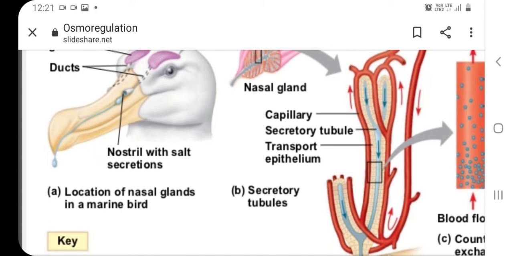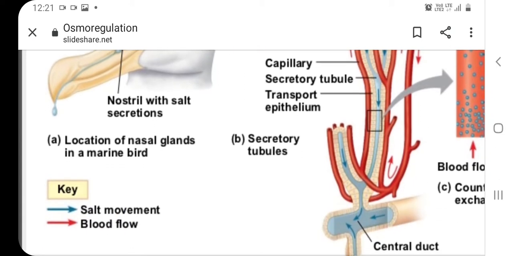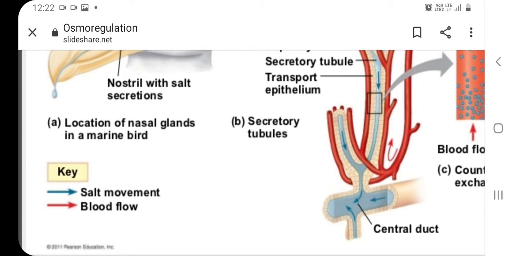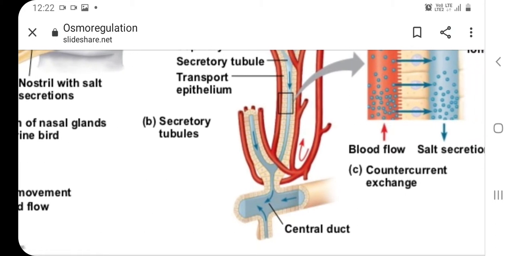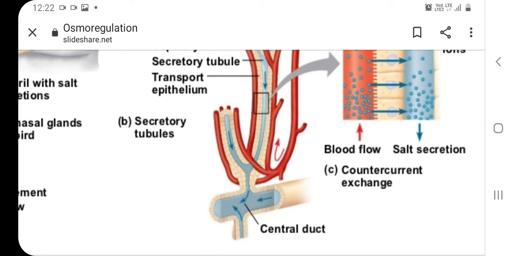you can see the capillaries in red color, secretory tubules in blue color, and transport epithelium which is present in between them, in between the secretory tubules. These epithelial cells, known as the transport epithelium, help in the transport of ions to and fro. This is the central duct.